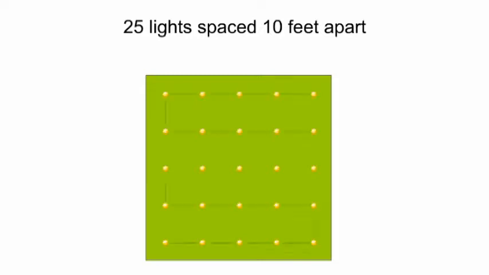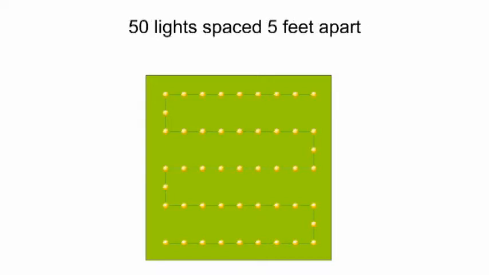Let's go back to our light string here, and let's double the number of lights on the string by inserting a light in between each existing light. Now we've got a string of 50 lights spaced 5 feet apart. Now to most people, myself included, this sounds much more reasonable. And for the sake of this example, let's say that doubling the number of lights only added $10 to the cost. So now the string costs $50.